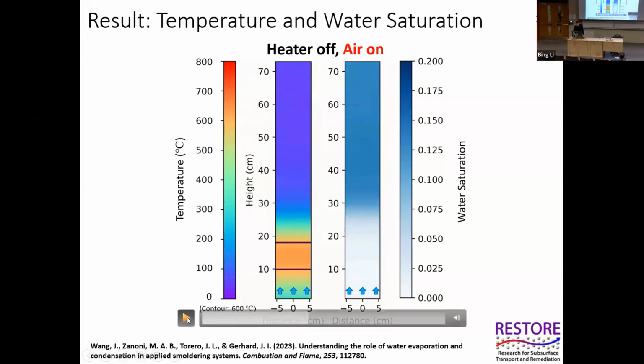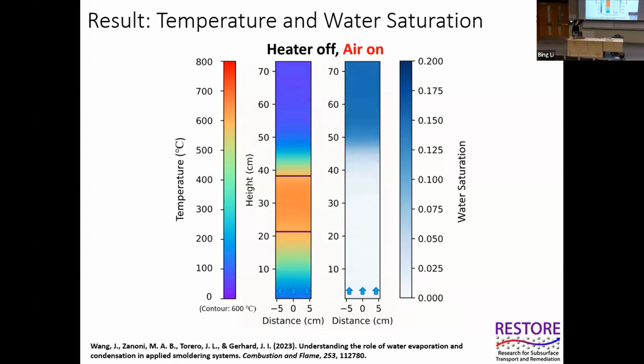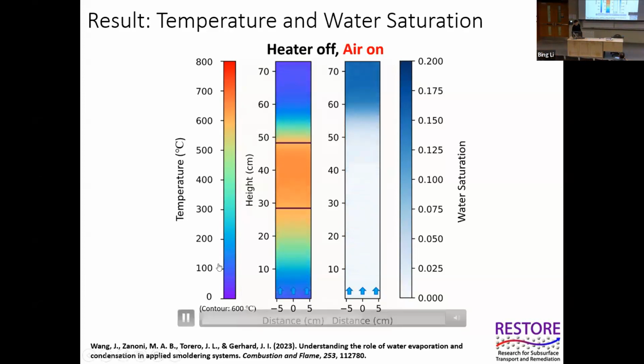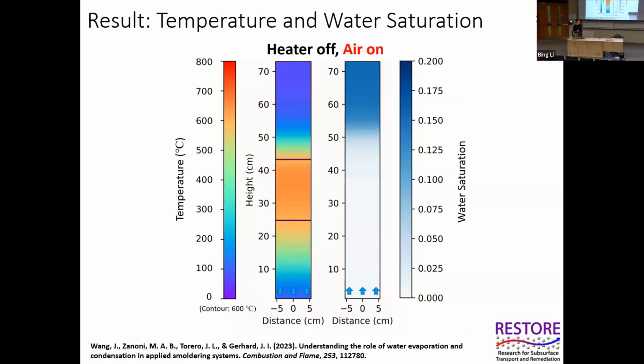And that process keeps going, continuously increasing the saturation on the top until the smoldering front approaches there and drives that water. So that water recondensation is a key feature, and also it's a great concern for the smoldering application. Because of this water recondensation, in that area we may reach a very, very high water saturation that smoldering can never overcome, and that causes the extinction.